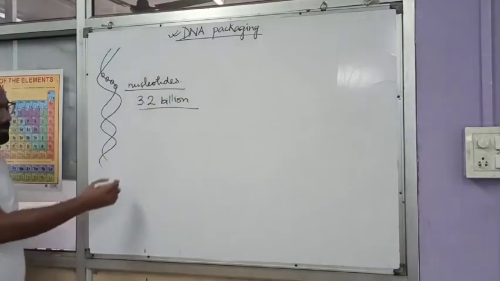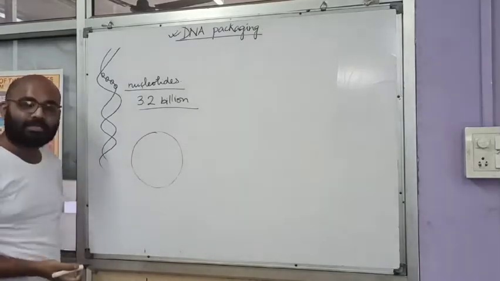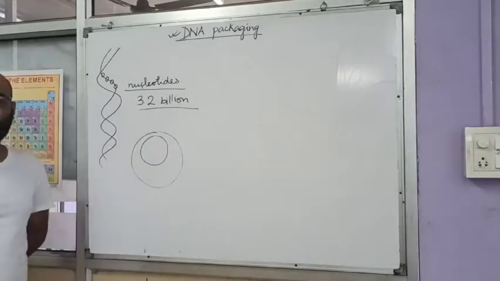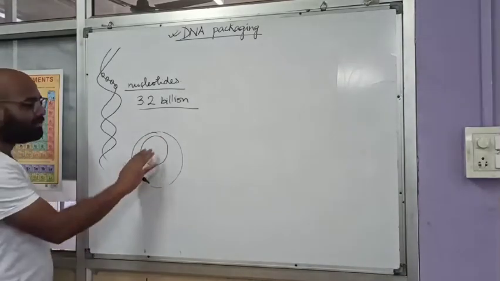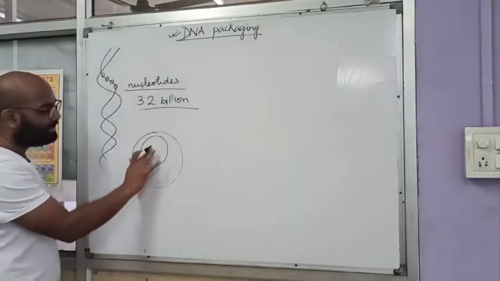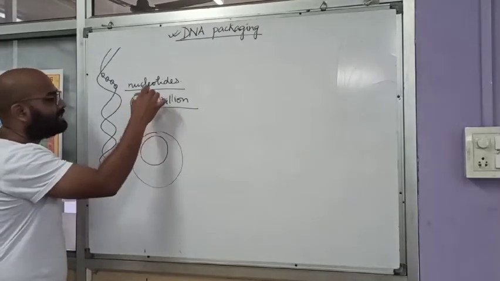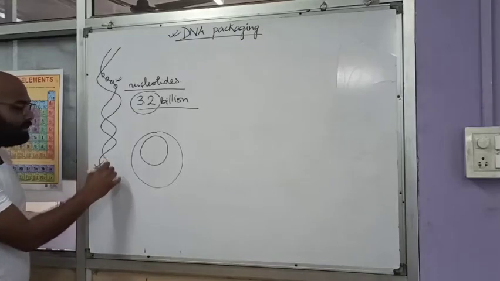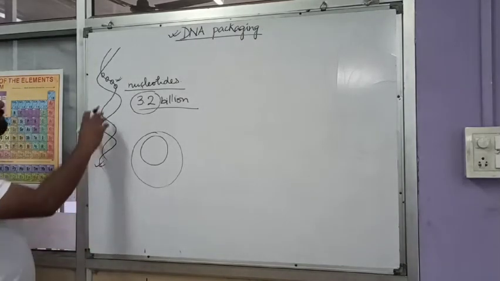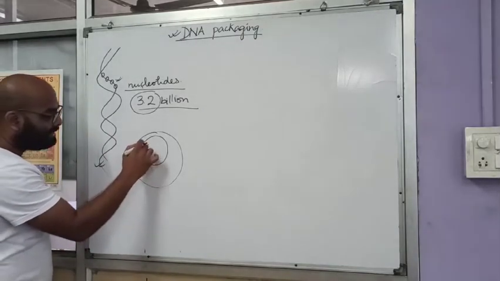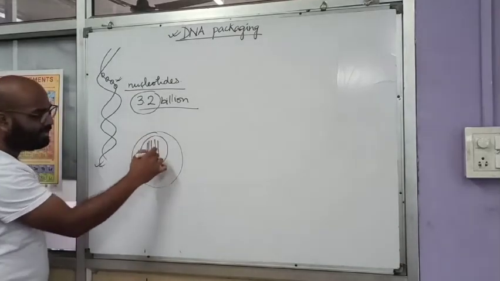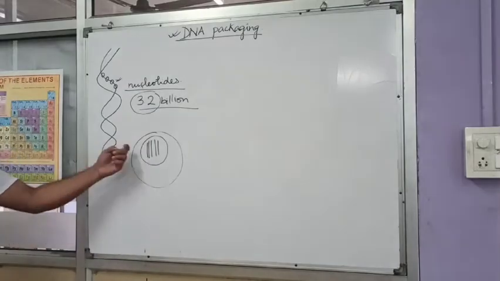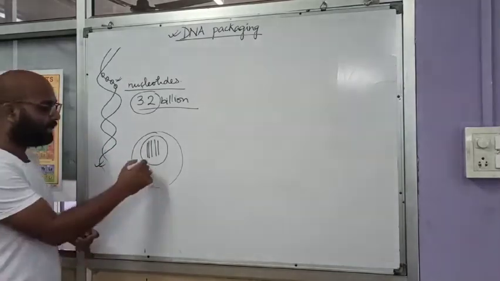This is a cell. We cannot see a cell with our naked eye. Inside this we have the nucleus, and inside this nucleus we have this many nucleotides arranged in the structure of a DNA. How are they arranged in a very sophisticated, well-fashioned manner to be accommodated inside this? This is what we are going to start.